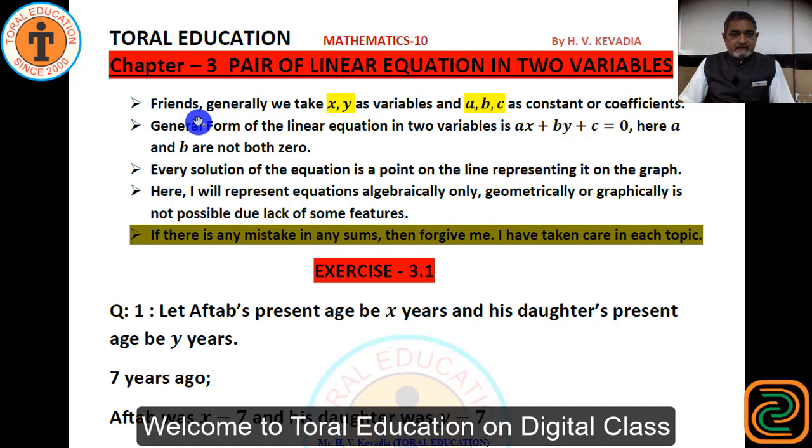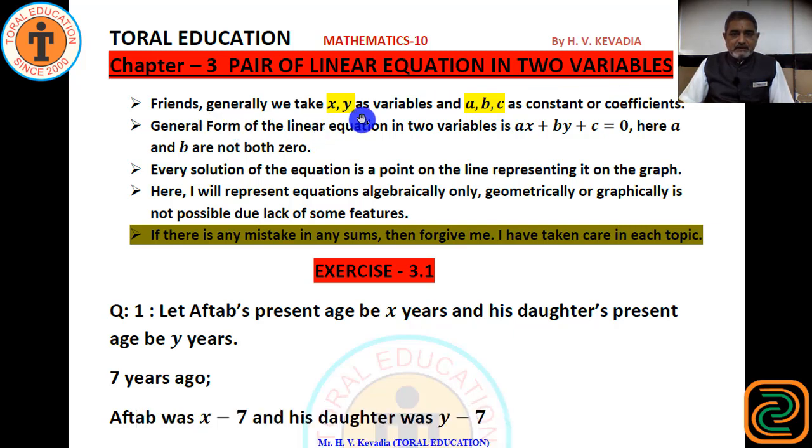So friends, generally we take x and y as variables and a, b and c as constants or coefficients. You are very well aware of this. The general form of a linear equation in two variables is ax plus by plus c equals 0. Friends, remember this general form, and you will have to use this in the examination. Here a and b are not both 0 together.